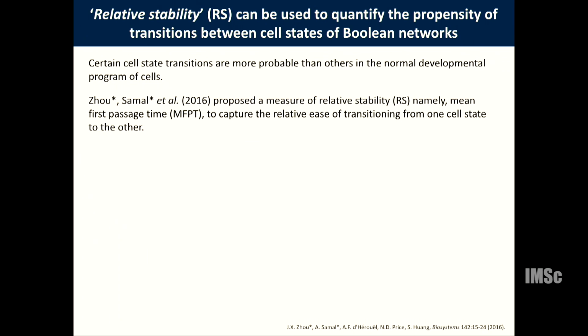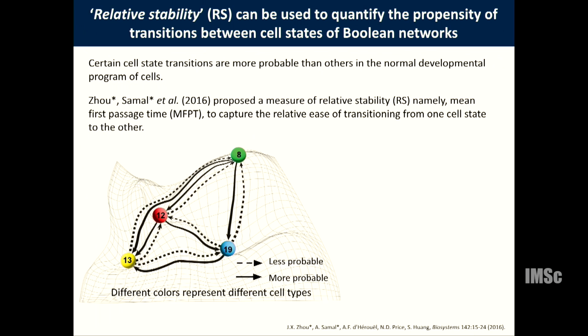The other thing we did in that paper, which is more a theoretical paper because we did it with a 5-gene network at that time, is that we proposed a measure to quantify the relative stability. That is, how do we quantify that the stem cell is less stable than the differentiated cell in the Boolean model? For that, we proposed a measure from statistical physics, the mean first passage time, to capture this relative ease of transitioning from one state to the other.